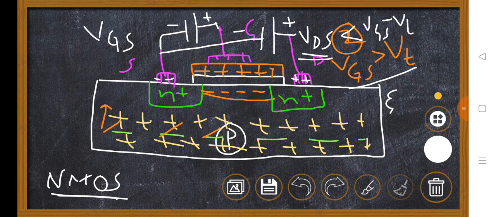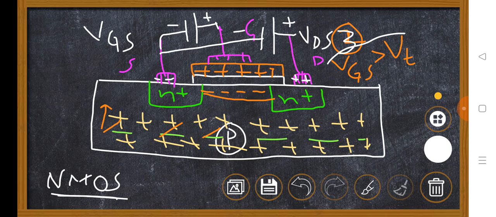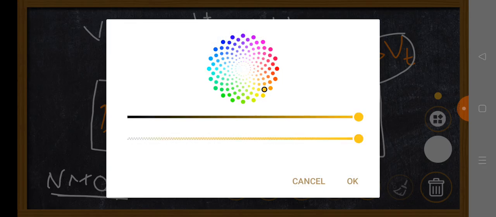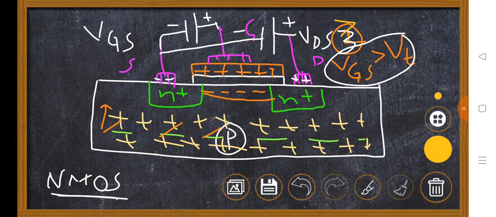Now we will see the third condition. Is it clear? Now observe very carefully. I'm going to change this third condition. VGS must be greater than VT, but VDS, if you observe, is greater than or equal to VGS minus VT. What will happen?